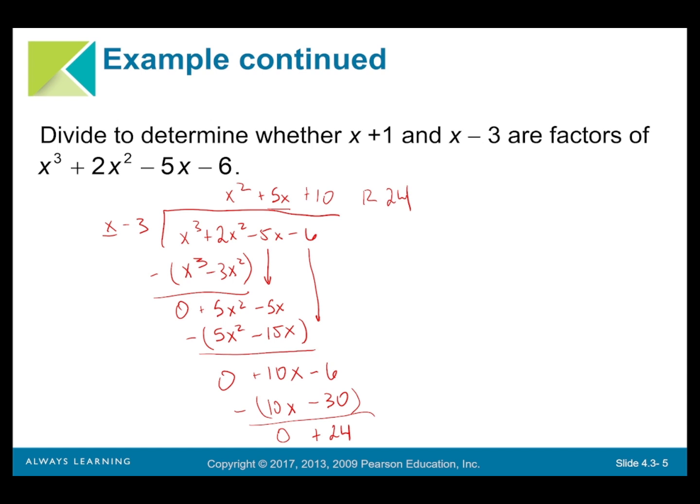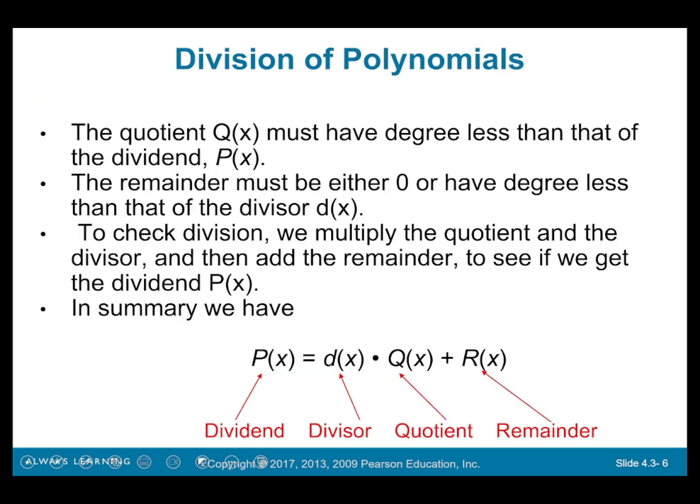But basically this tells me I can write x cubed plus 2x squared minus 5x minus 6 as x minus 3 times x squared plus 5x plus 10 with a remainder of 24. So we just add that on. But this is what this whole process has told us. Now, to formalize that, there are a few things we want to look at.